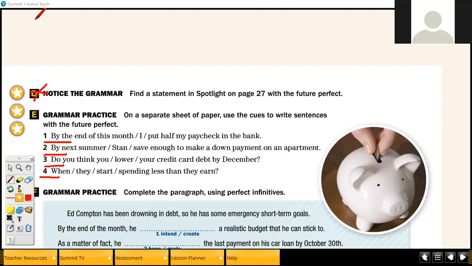Do you think you will have lowered? No, will you have? Do you think you will have lowered? No, así como dije: you will have lowered. You will have lowered.